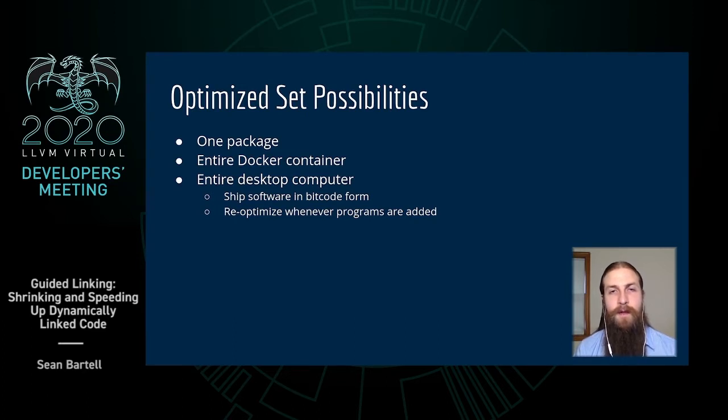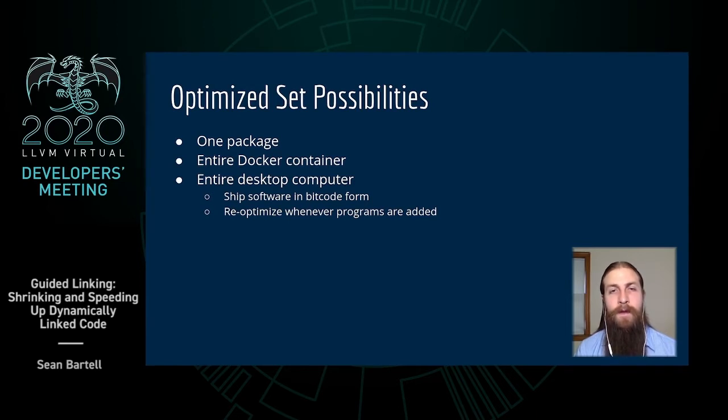An example of a larger optimized set would be an entire Docker container. Docker containers are already distributed as a single unit, and usually no software is added or removed after the container is built. So in this case, it's practical to use an optimized set that contains every program and library in the container.